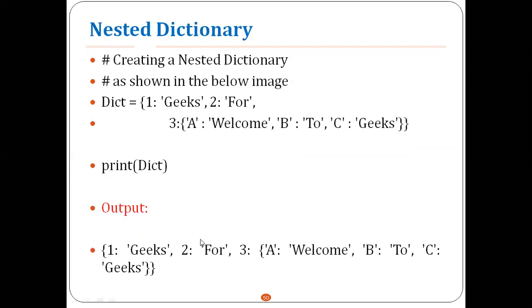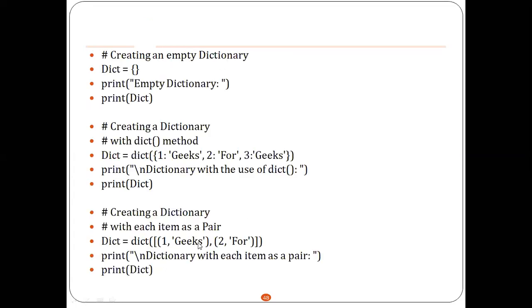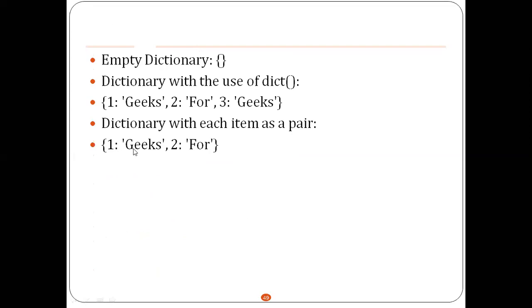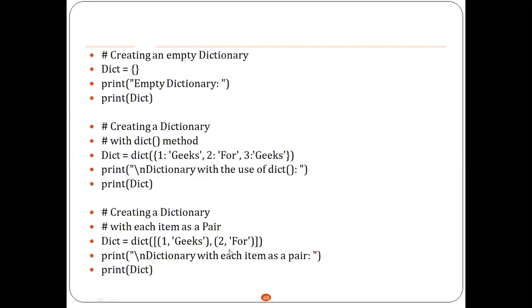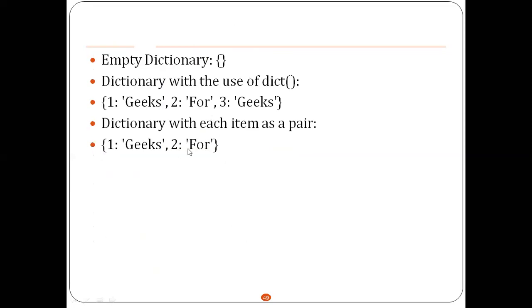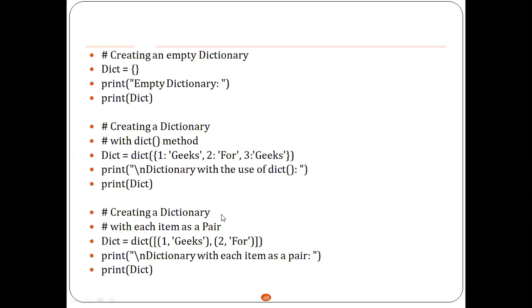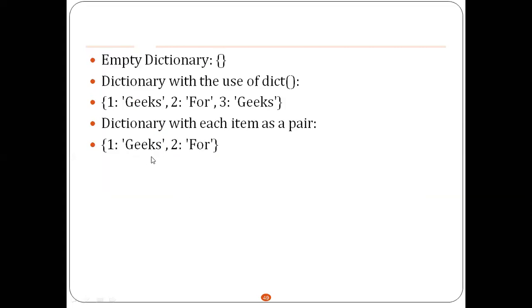But how did you insert it? You inserted it as 1 comma gigs, but the output appeared as 1 colon gigs. Similarly for 2 comma 4 we have inserted it, and the output appears as 2 colon 4, right? Even though you have entered it in this way, it doesn't matter, the output appears like this, 1 colon gigs and 2 colon 4. So this is how we can create an empty dictionary and insert elements into the dictionary.